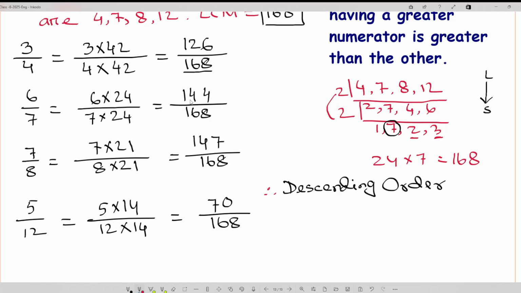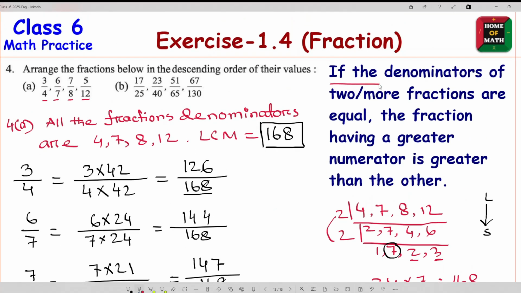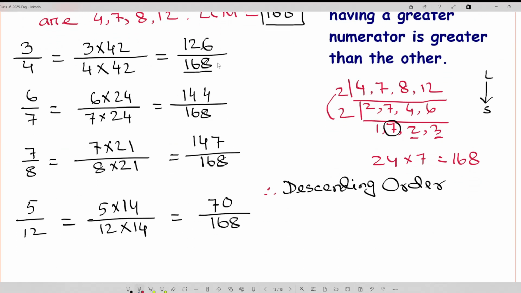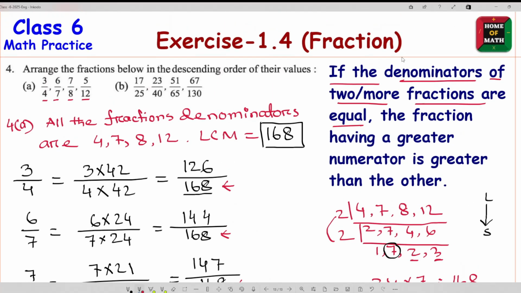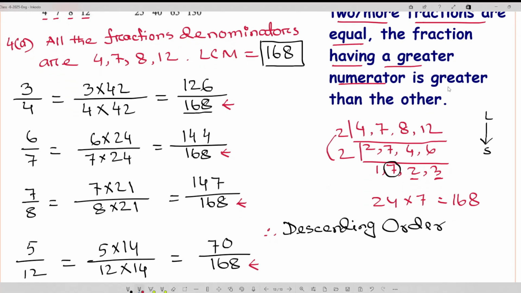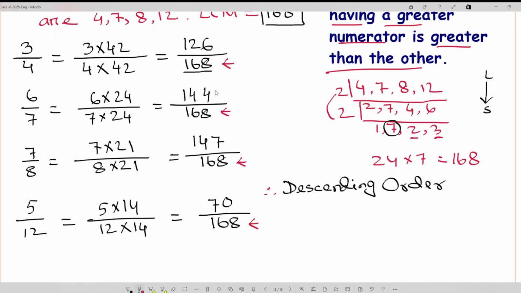Here is 126, we know, look, we know if the denominators of two or more fractions are equal. So look, all the denominators are equal, 168, 168, 168, 168, right? The fraction having a greater numerator is greater than the other. So fractions are greater when the denominator is common and the numerator is greater. So look, which one is greater? Here is 147. So 147 divide 168 is the larger fraction.